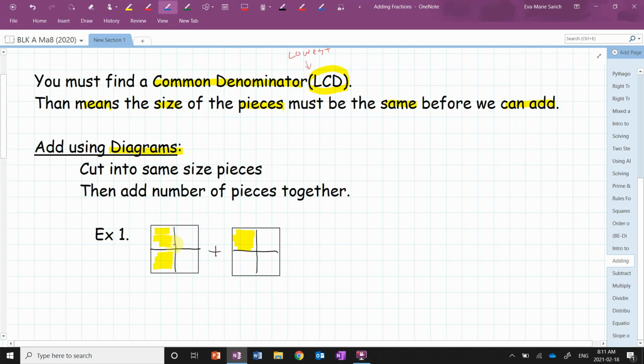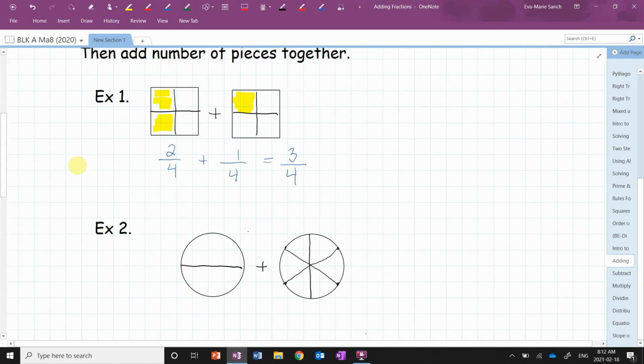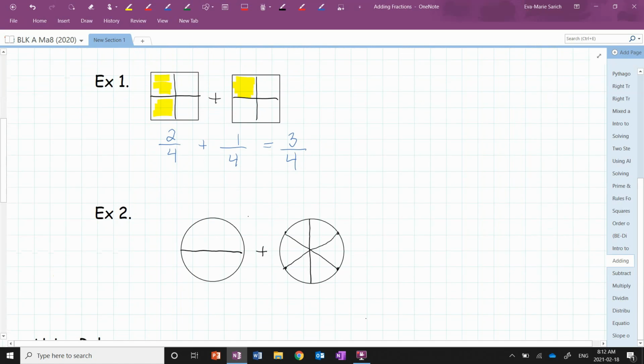So when we look at this, all of the pieces are actually the same size. So this square, the shaded part would represent 2 shaded pieces out of a total of 4 pieces. And we're going to add to that 1 shaded piece out of a total of 4. And because they're both cut to the same size, we can add them and you end up with 2 plus 1 giving you 3 pieces out of pizzas that have been cut into 4. So you simply add the top and use the same denominator. Okay? Now what happens when the pieces aren't the same size?